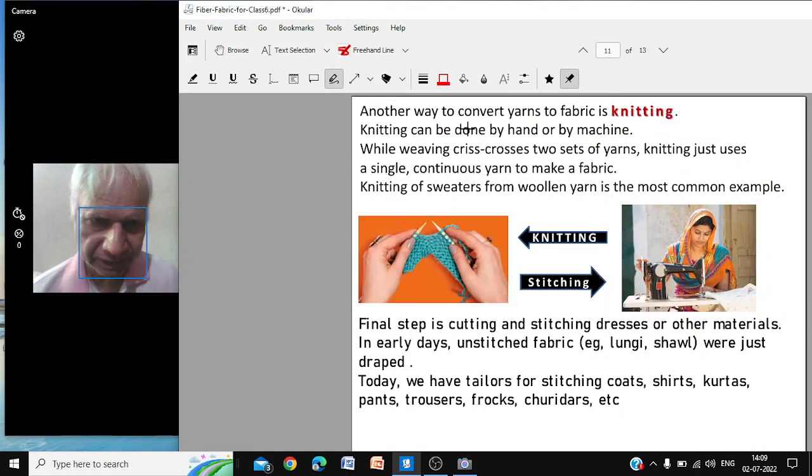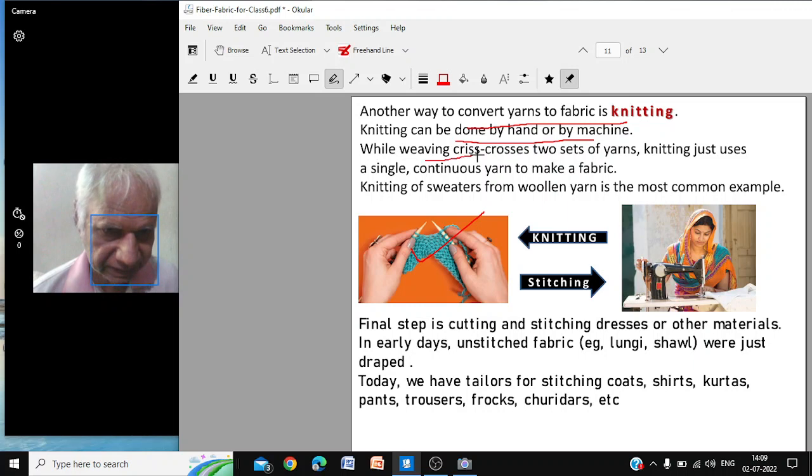Another way to convert yarns into fabric is knitting, which can be done by hand or by machine. Here you are doing it by hand. While weaving crisscrosses two sets of yarns, knitting just uses one single continuous yarn. If you have seen someone knitting a sweater, you will know they just use one single piece of yarn.